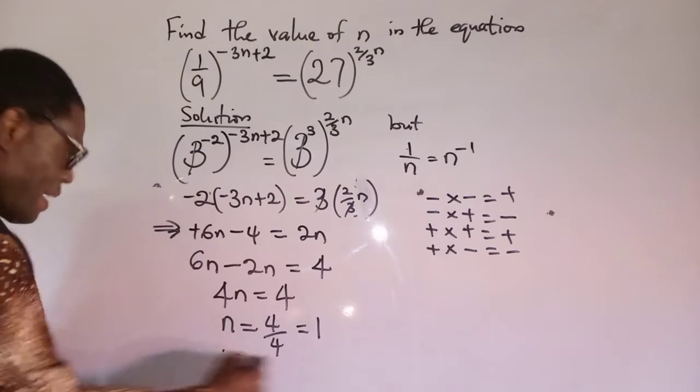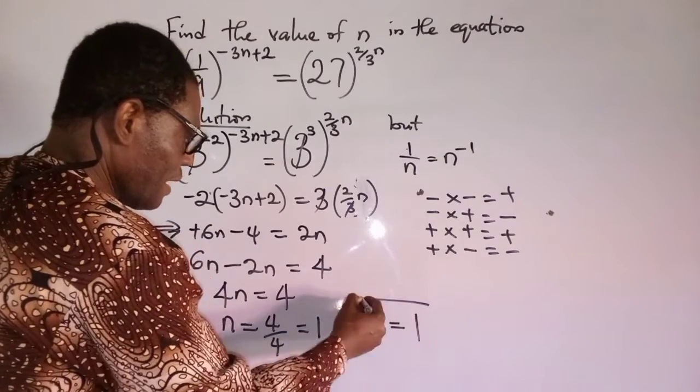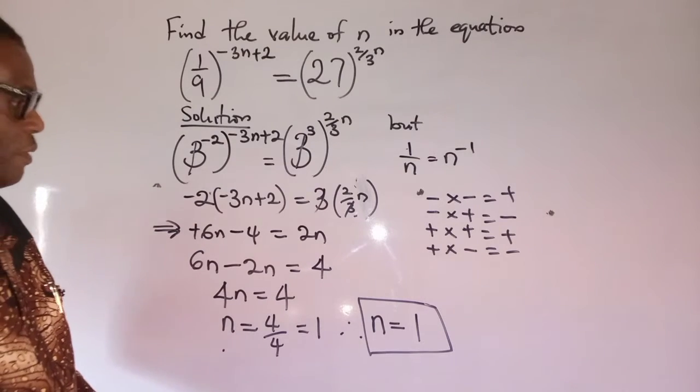Therefore, n is equals to 1. That is the value of n in this equation of indices.